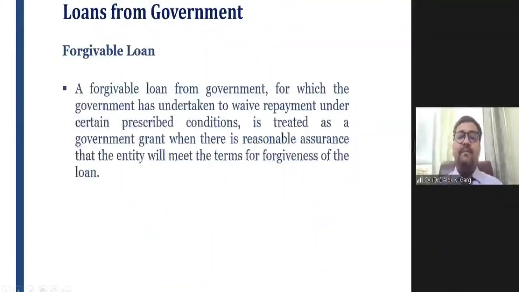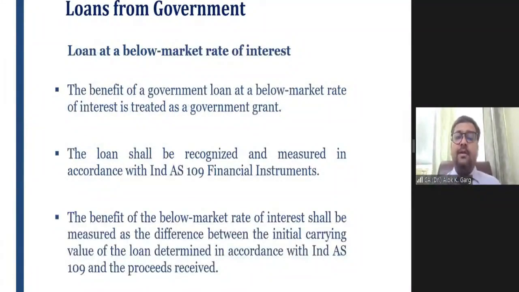So we have discussed the part of this government grant also. Forgivable loan. If the government has given a loan, and after compliance of certain conditions the government waives the loan, then this will be treated as a government grant. If the loan has been given at a below market rate of interest, then how to do this? So let me show you this part with the help of a case study.